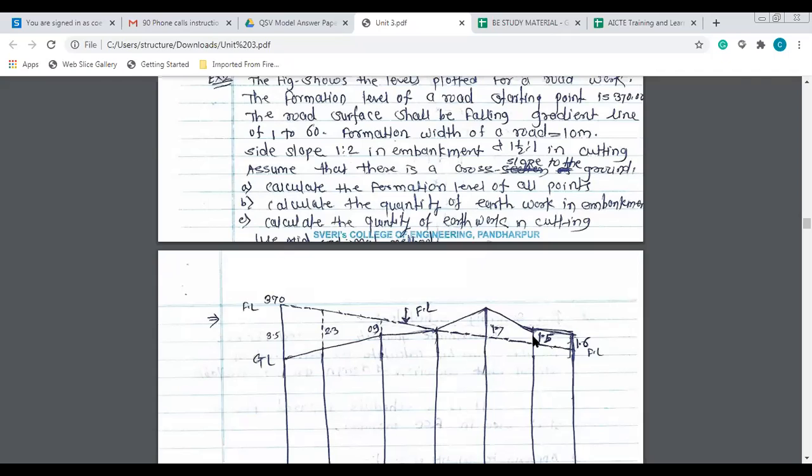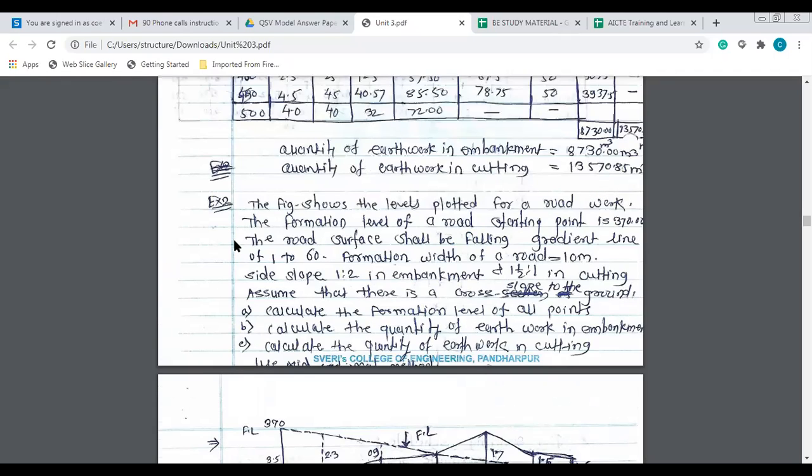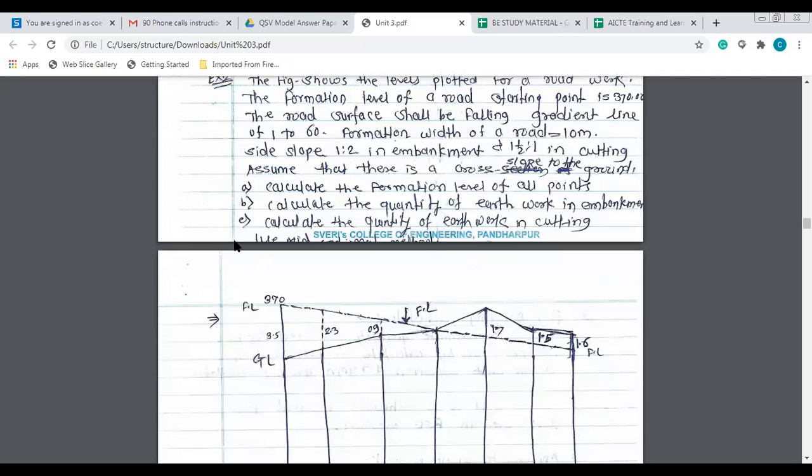Okay, those who have joined can note down the problem of the mid sectional area method. So you can write down the problem. The figure shows the levels plotted for a road work. I will repeat it. The figure shows the levels plotted for the road work.